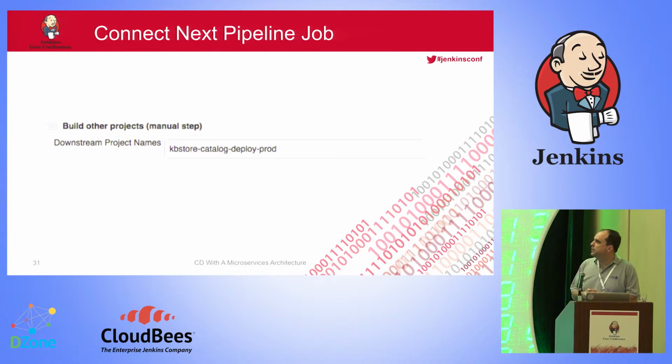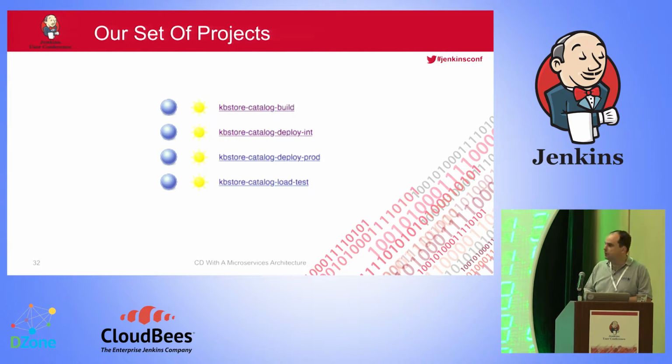And I also, again, need to connect to my next pipeline job, which means I'm going to have a manual step. In the post-build actions, I'll name a manual step that calls the deploy to production job. And so at the end of all of this, we should have this set of 4 jobs, a build job, 2 deploy jobs, and a load test job.